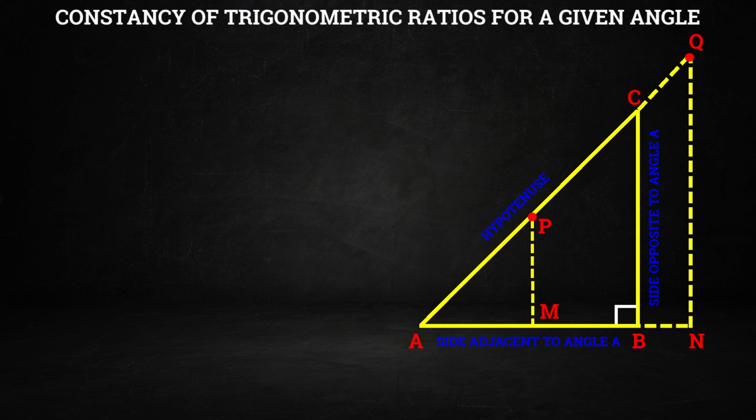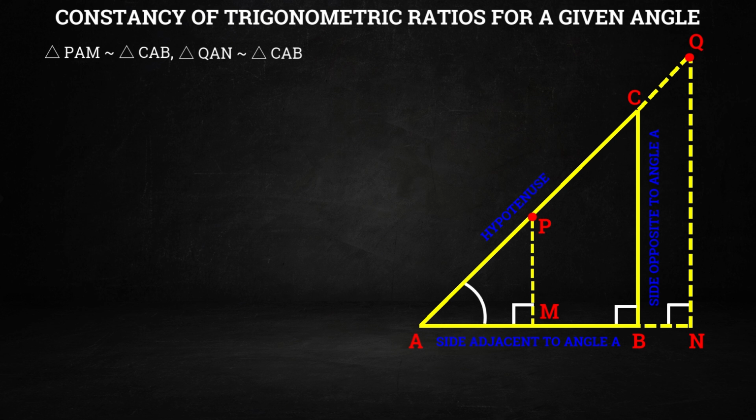Let us use the angle similarity rule of triangles. Since angle A is common in all triangles, and each triangle has a right angle, we know that triangle PAM is similar to triangle CAB, and triangle QAN is also similar to triangle CAB. Now, recall that in similar triangles, corresponding sides are proportional.